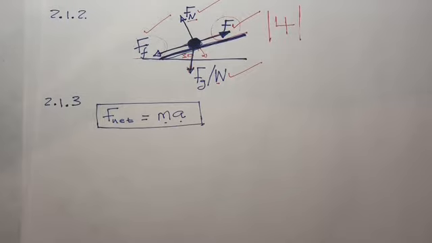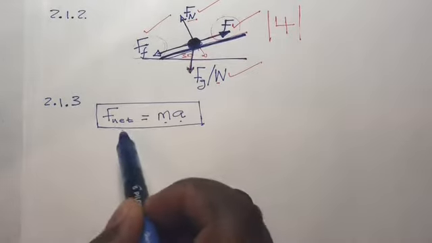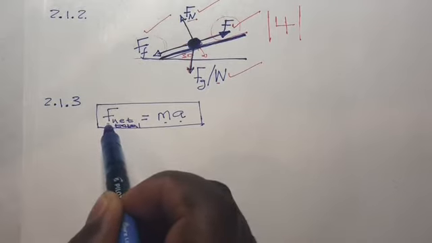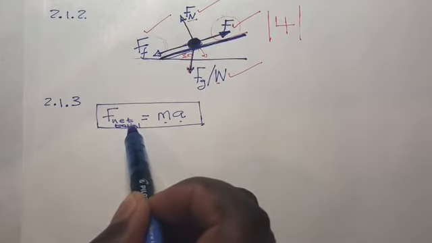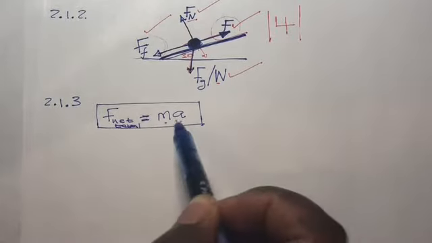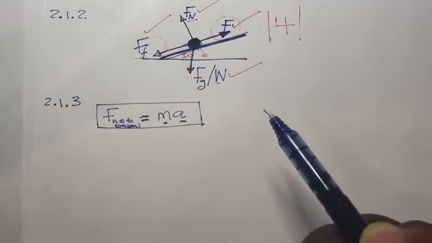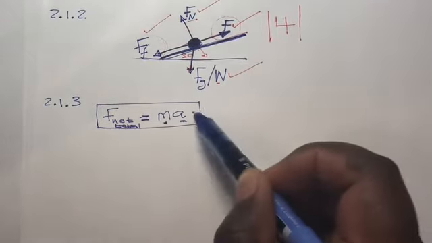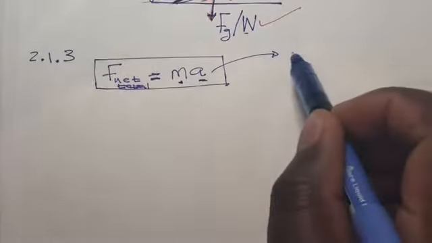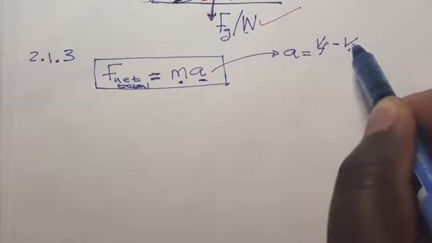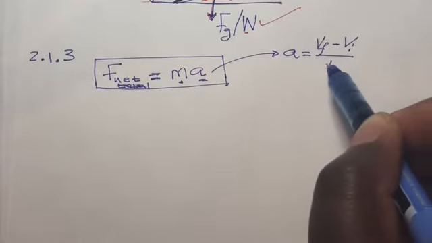So this formula, we can extend it to suit this particular situation. Remember, guys, the word net refers to total. That means the total forces acting on an object are equal to the mass of that particular object and the acceleration of that object. And remember, the acceleration is equal to velocity final minus velocity initial over time.